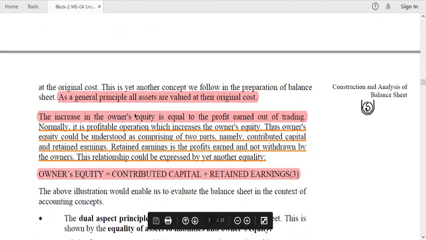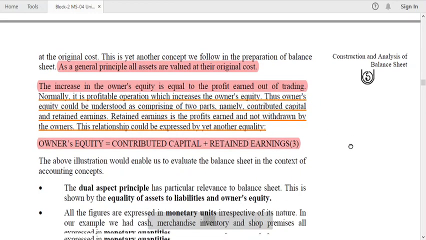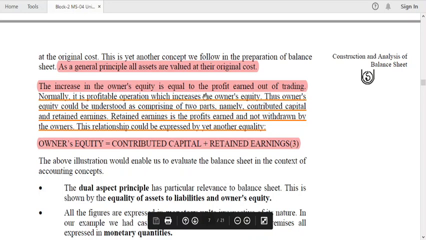As a general principle, all assets are valued at their original cost. This is important. This is the cost principle. The increase in the owner's equity is equal to the profit earned out of trading, that is sales revenue. Normally it is the profitable operation which increases the owner's equity. Thus, owner's equity could be understood as comprising two parts, namely contributed capital and retained earnings.